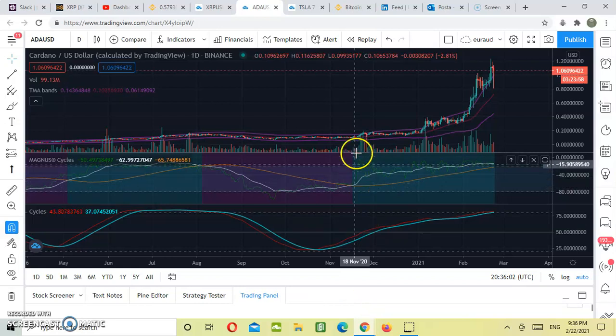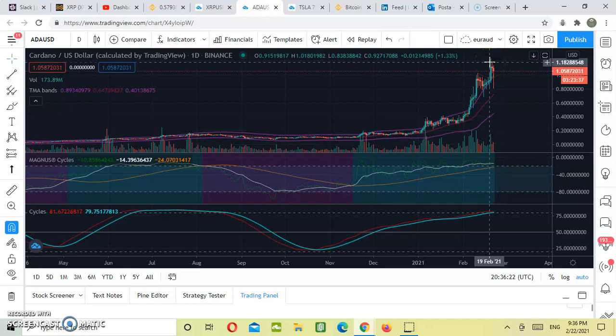As you can see here, two of the 8 indicators from my robot were in a bull mode since November 20, when at the time Cardano was worth 0.10 US dollar, which means we have experienced a huge bull run up, a huge movement up from 0.10 US dollar till 1.20 US dollar.